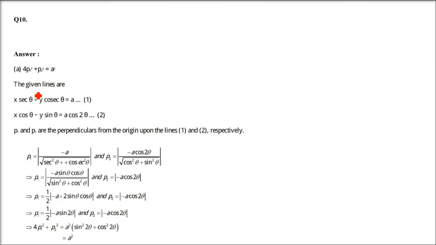This is question number 10. If P1 and P2 are the lengths of the perpendicular from the origin upon these two lines, respectively, then. So this is also a type of question we have done. And first, you need to know what is the perpendicular distance. How do we find out?